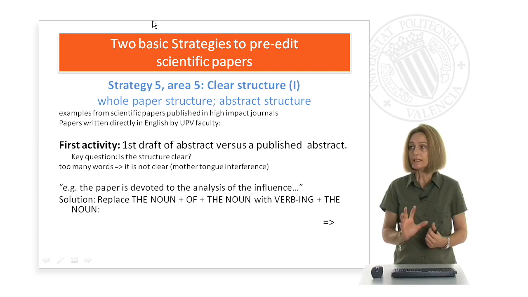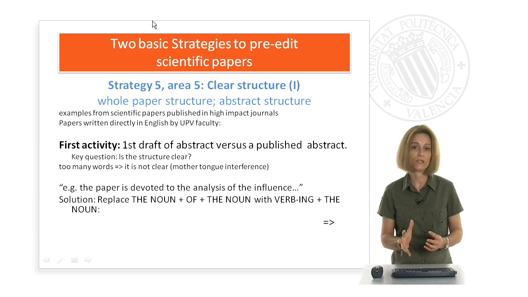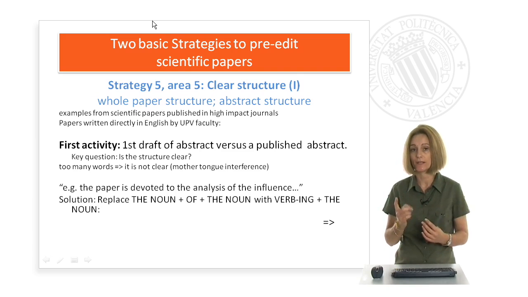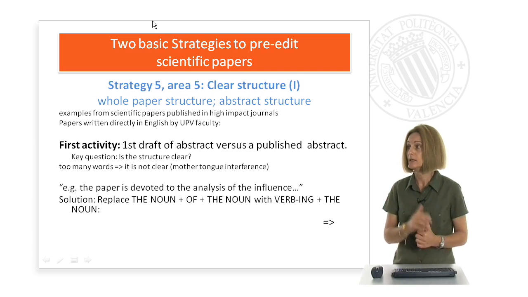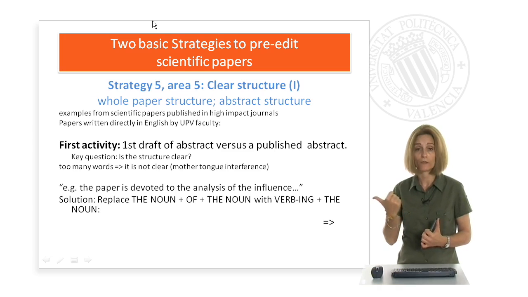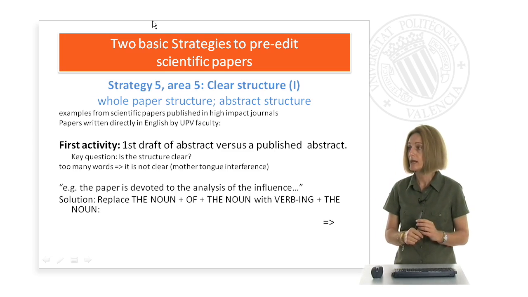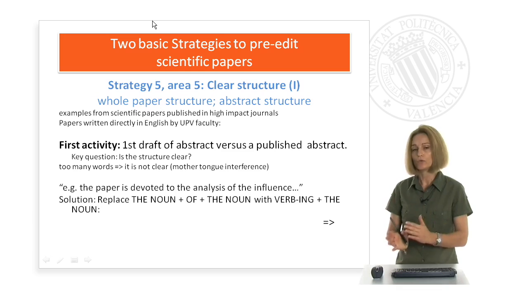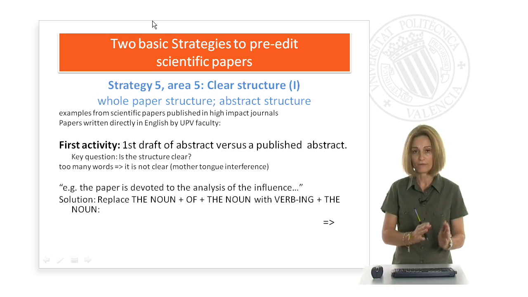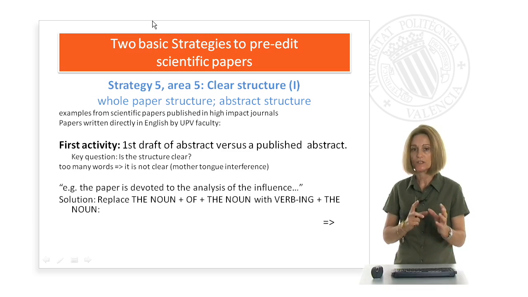Area 5, clear structure. The whole paper has to be clearly structured, and that starts with the abstract. You're going to look at this first activity with an example of an abstract, and in this abstract you look at the first draft, and then you'll look at the published abstract to see the difference.